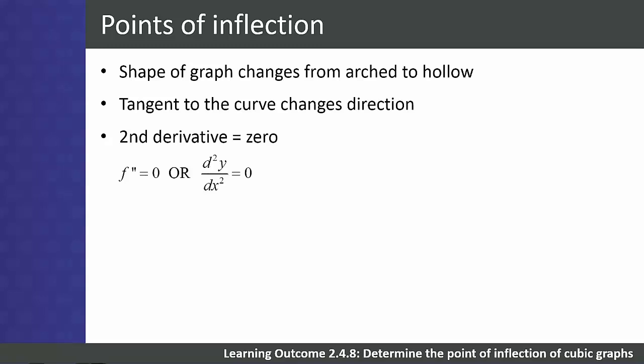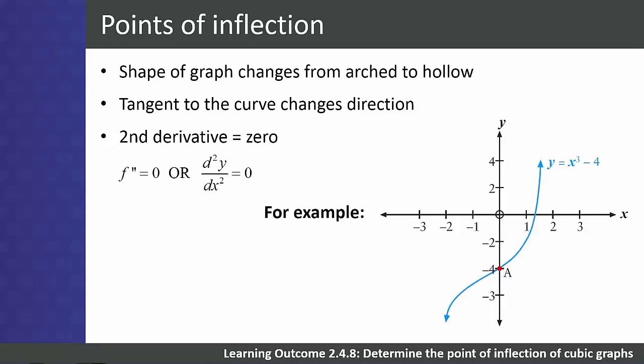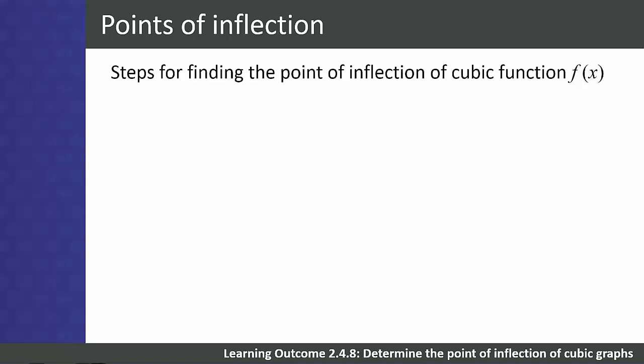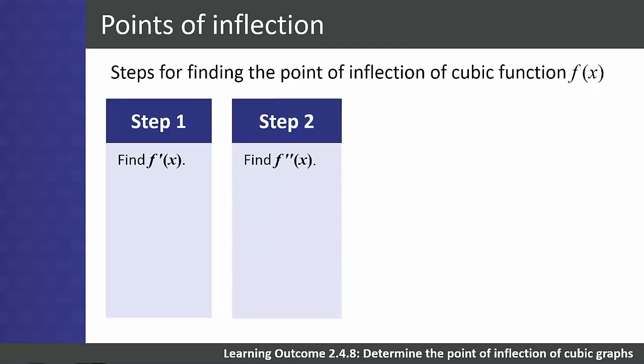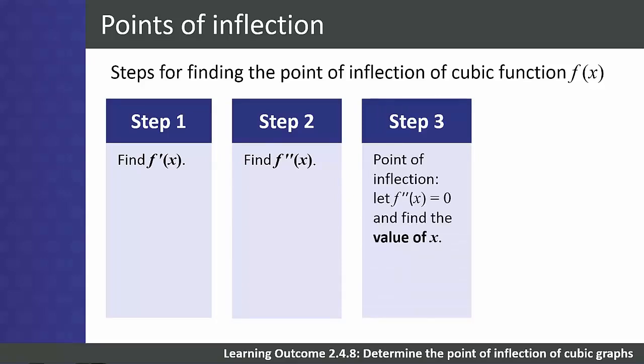The point of inflection occurs when the second derivative is equal to 0. Looking at this graph, we can see that at point A, the shape of the curve changes from arched to hollow. Therefore, point A is a point of inflection. Here are the steps for finding the point of inflection of a cubic graph. First, find the derivative of the function. Step 2. Find the second derivative. Step 3. Let the second derivative equal 0 and solve for x.